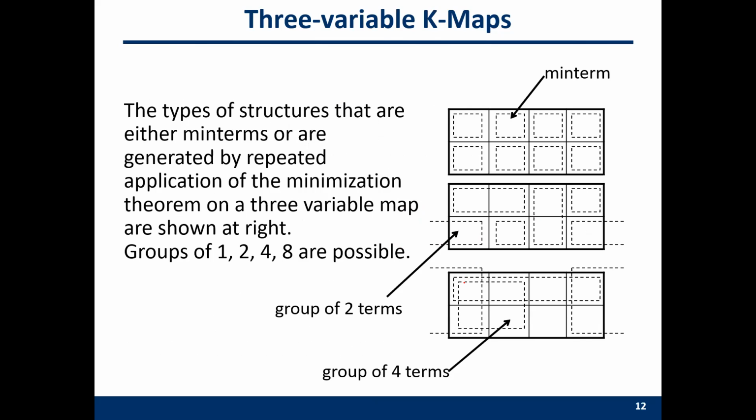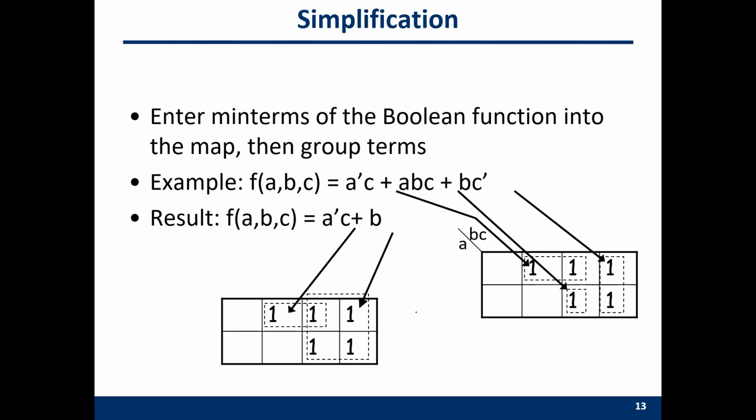Here are the examples of group of 1, group of 2 terms, group of 4 terms. Here are some examples. So the K-map can also help you to simplify existing Boolean equations.